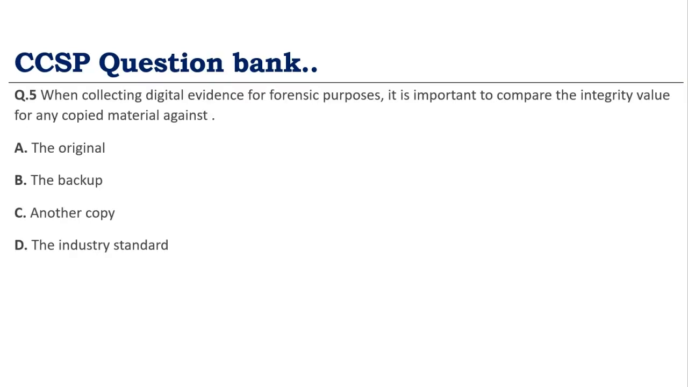Hope that is clear. Now the last question: when collecting digital evidence for forensic purposes, it is important to compare the integrity value for any copied material against what? When we copy material, we perform the hashing operation for integrity purposes. Where do we compare that hash value from? We compare with the original, because maintaining the integrity of the data is very important. We always maintain the original data, and at the time of collection we calculate the hash, and that hash is compared when they copy the material.